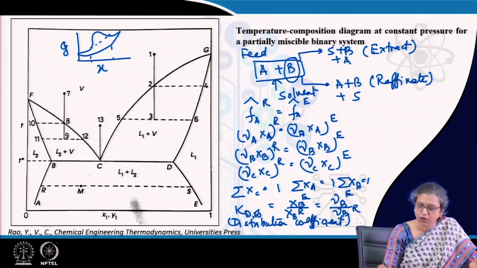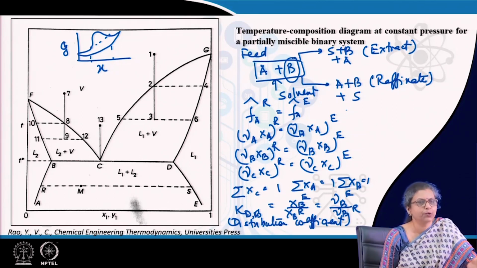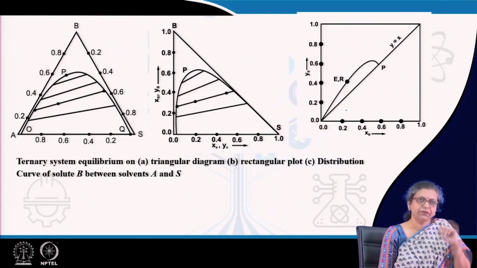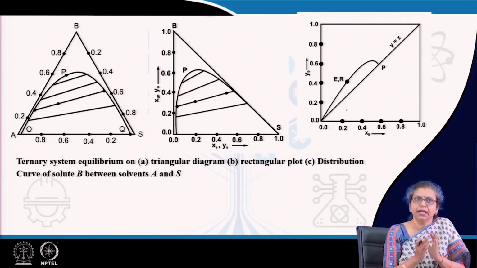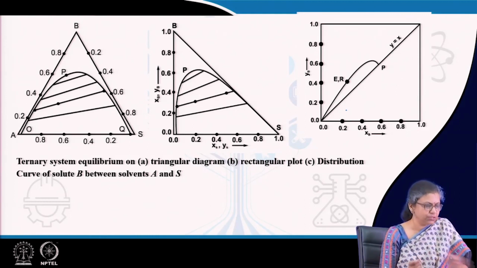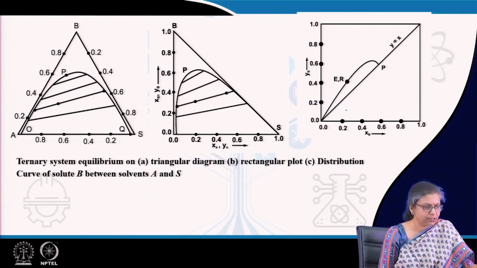Therefore, since the compositions of all of these vary, in order to express liquid equilibrium data, normally we refer to ternary plots in order to depict the composition of all the three components on a 2D plot. Now, what is this ternary plot?